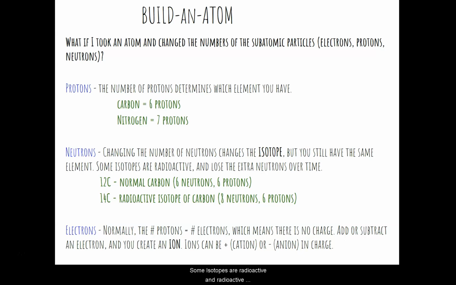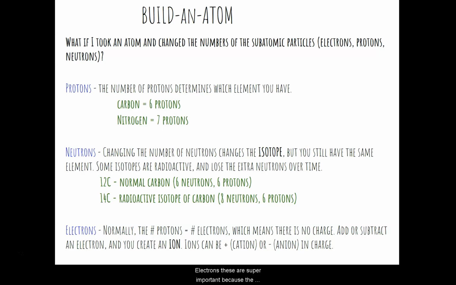Some isotopes are radioactive, and radioactive isotopes are versions of that element that are unstable. They have too many neutrons, and those neutrons get dropped over time at a regular rate called the rate of decay. Normal carbon, for example, has 6 neutrons and 6 protons, but a radioactive isotope of carbon has 8 neutrons and 6 protons. That's carbon-14. Carbon-14 is going to be important for us later in the semester when we talk about carbon dating, which is a form of radioactive dating of organisms that are less than 40,000 years old.